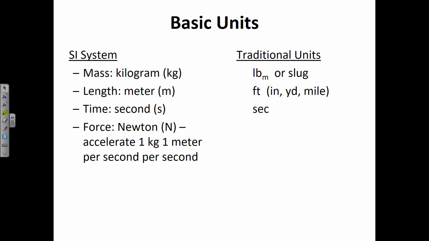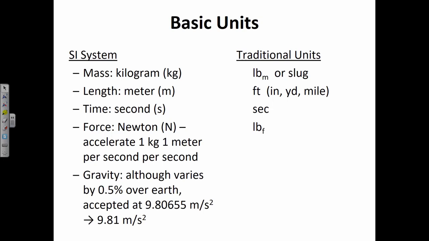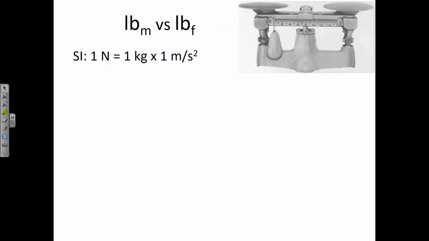Where things get a little bit muddled is where we start to talk about units other than mass, length, time, because all other units are derived from some combination of mass, length, and time. So a unit of newtons, for example, is a kilogram accelerated 1 meter per second squared. A pound force is the corollary to that. We'll talk about how pounds force and slugs interact in just a second. For gravity, we'll use 9.81 for our SI gravitational acceleration.